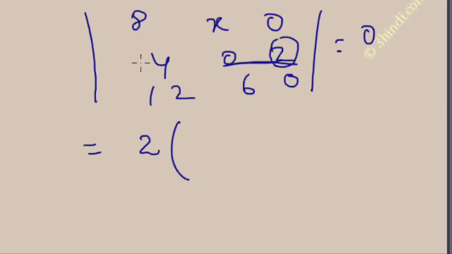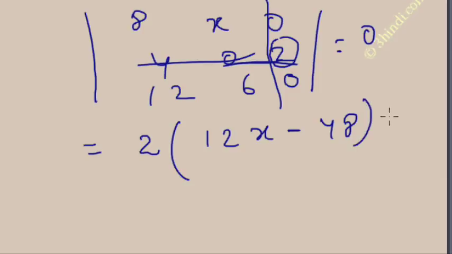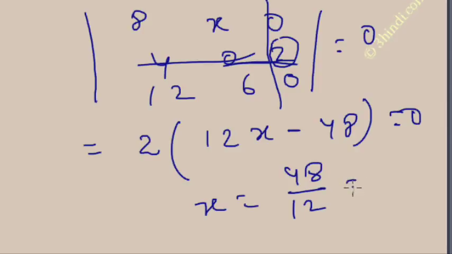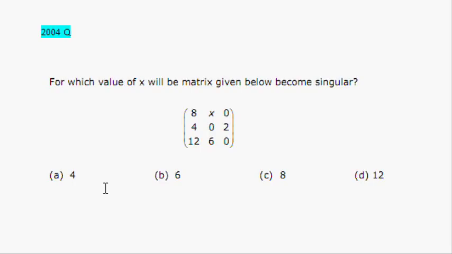remove this column and remove this row and remove this column. What remains here is 2 into the opposite of this: 12x minus 8 into 6, 48, is equal to 0. This means x is equal to 48 by 12, which is equal to 4. So x is 4, and A is the correct answer.